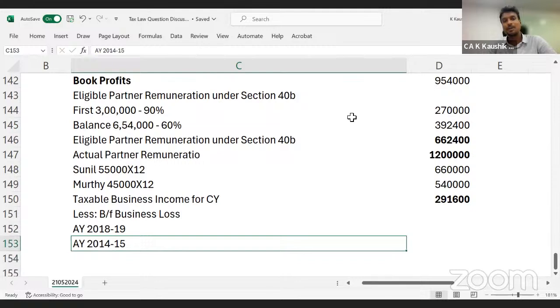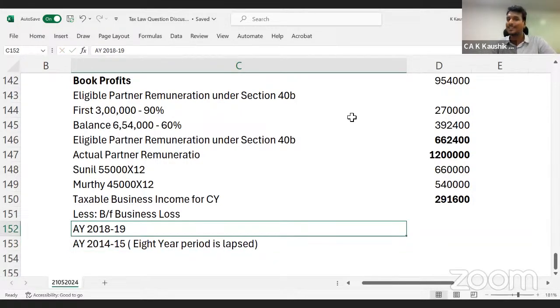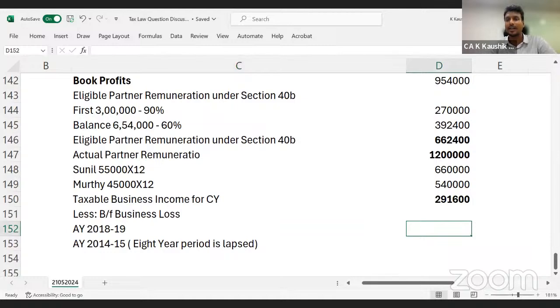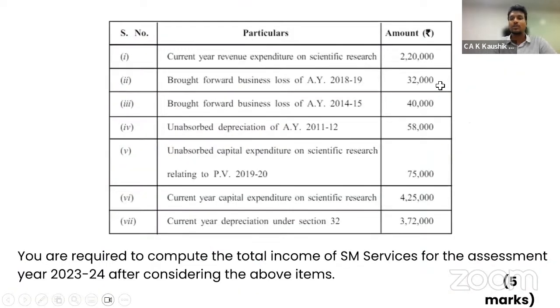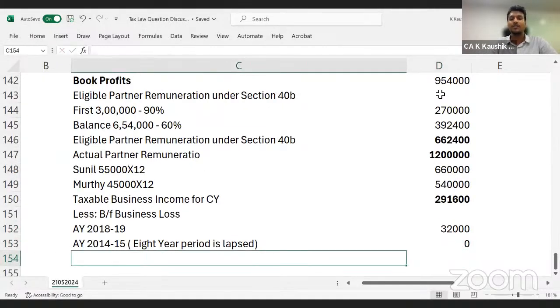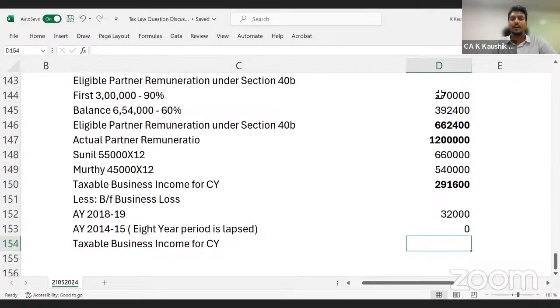So we are in assessment year 23-24. For assessment year 23-24, this 8-year period has lapsed and it is not eligible to be claimed. This one is within the 8-year period, so you claim that. So 18-19 is 32,000, so you claim 32,000. 14-15, no adjustment. So the taxable business income for the current year post set off is 2,91,600 minus 32,000, that is 2,59,600. So this is your end part.